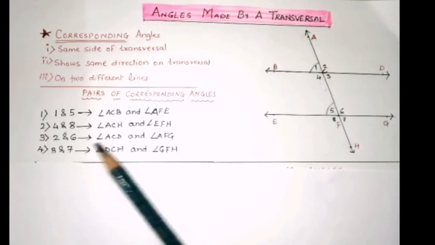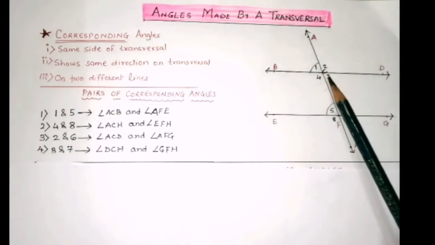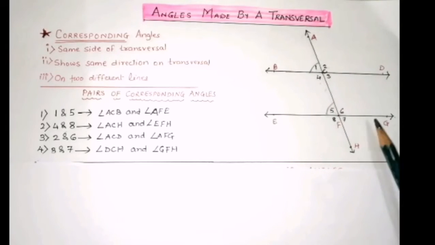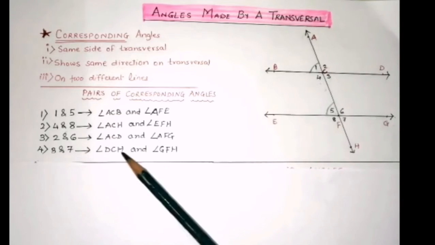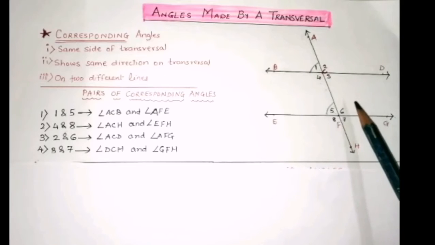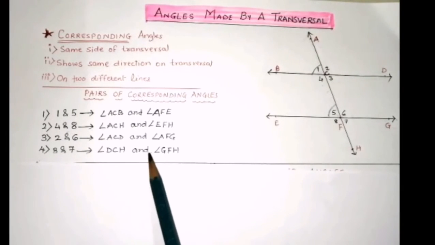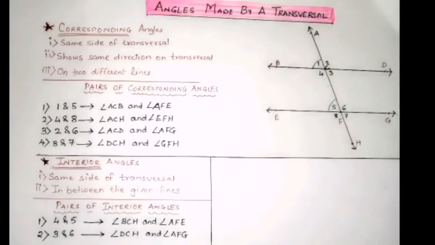Angle number 3 and 7. Both are on the same side of the transversal towards right. The arm on the transversal, downward direction. Here also downward direction. Both are on two different lines. So this is also the pair of corresponding angles. So if a transversal is of two lines, then it forms four pairs of corresponding angles.